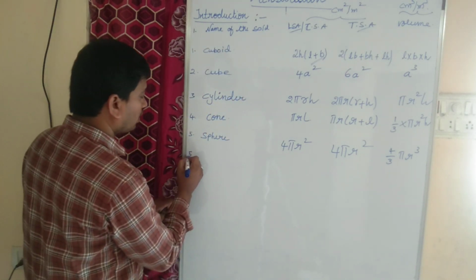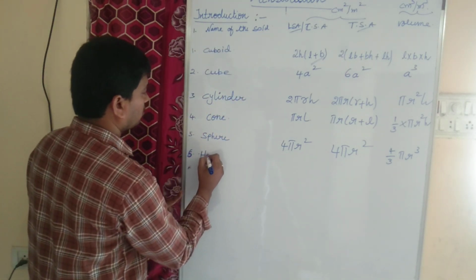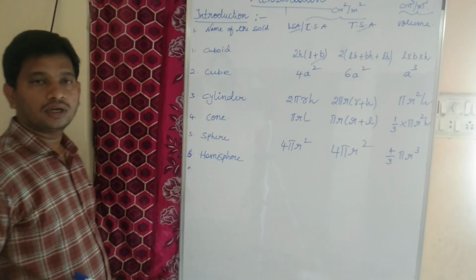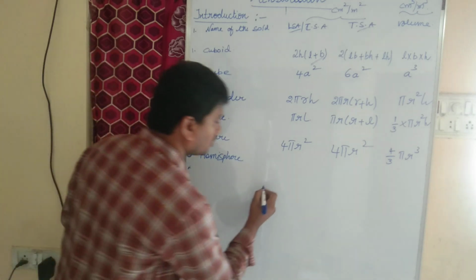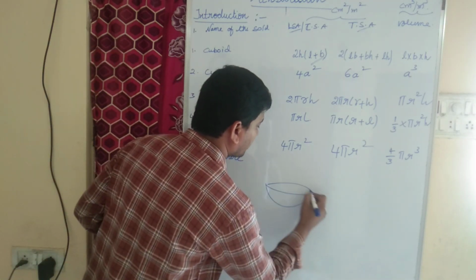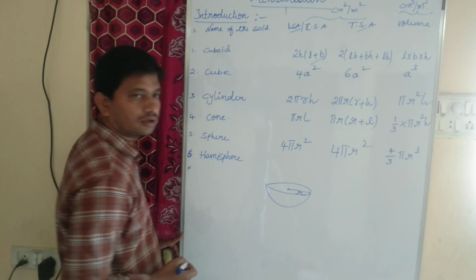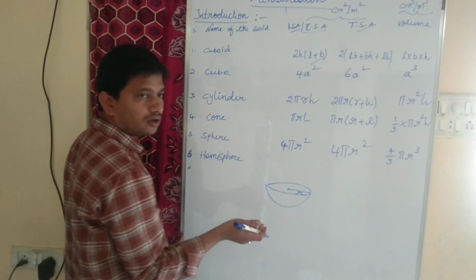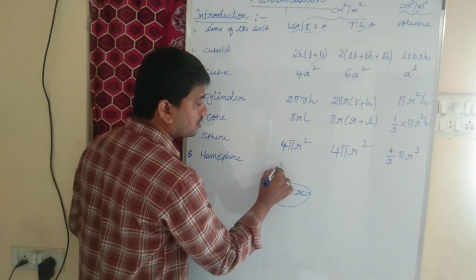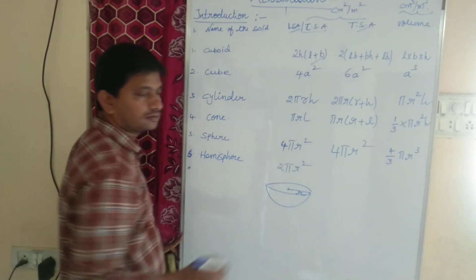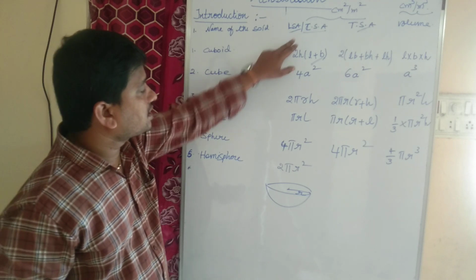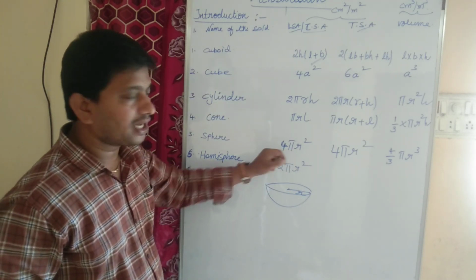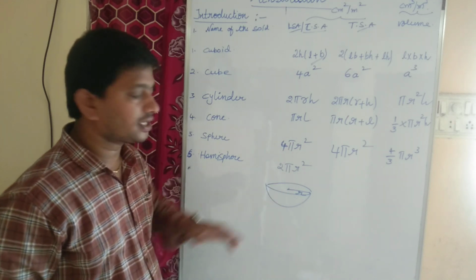Now coming to hemisphere. Half of the sphere is called a hemisphere. As we know that the curved surface area of sphere is 4 pi r square, it will be half. Half means 2 pi r square. So what is the CSA of hemisphere? 2 pi r square. It will be half of the sphere. Sphere is 4 pi r square, so hemisphere is 2 pi r square.